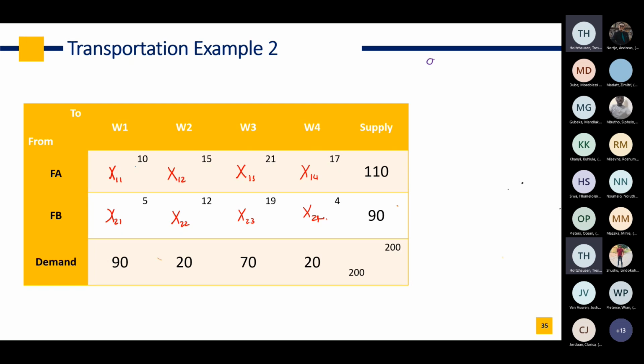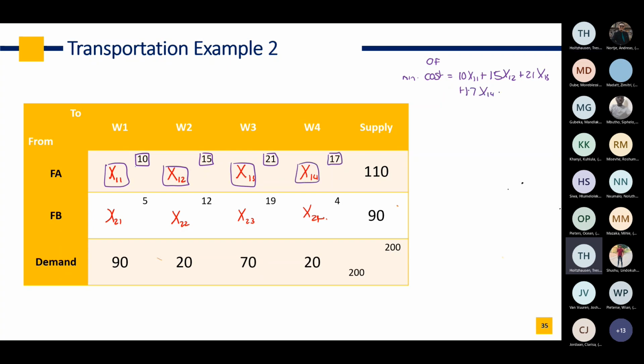We have our objective function: minimize the cost. We know it's minimized, that's the point. But our cost equation is 10 times x11, plus 15 times x12, plus 21 times x13, plus 17 times x14, plus 5 times x21, plus 12 times x22.